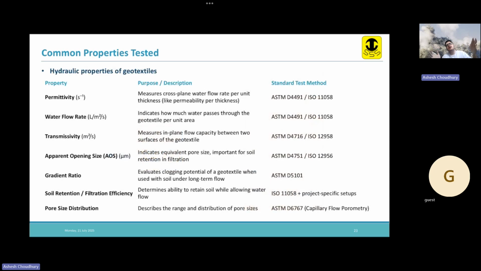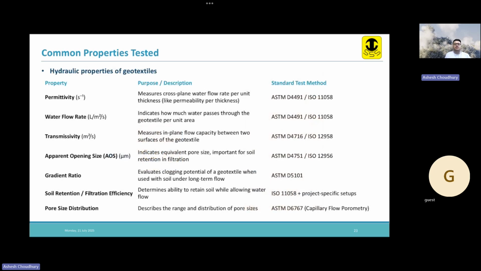What happens generally is, as water passes, the geotextile keeps acting as a filter, and the pores of the geotextile might get clogged. It might get clogged with the soil particles, and if it gets clogged, then water won't be able to pass through it. So we need to do this gradient ratio test to establish this compatibility. So we want this filter to perform for a long duration, right? We don't want the material to get clogged in the pores. So we do this gradient ratio.